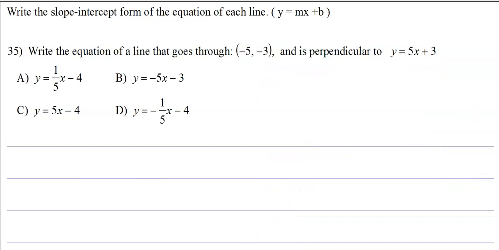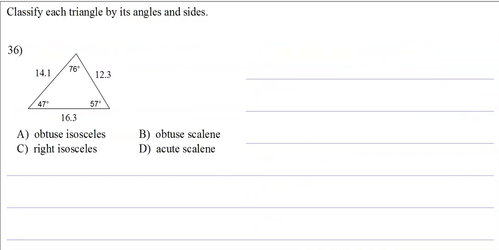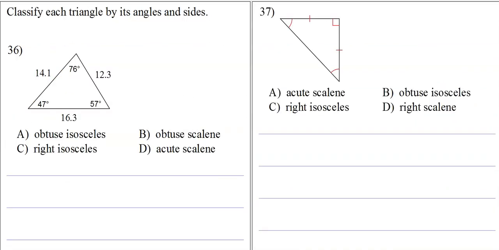All right. So number 36, see if we can go back to 2 at a time. These are going to go pretty fast because they're just classifying. So you classify by angles and sides. Look at the angles first. So I have less than 90, less than 90, less than 90. That means it's acute, and there's only one acute, so I know I'm kind of done.